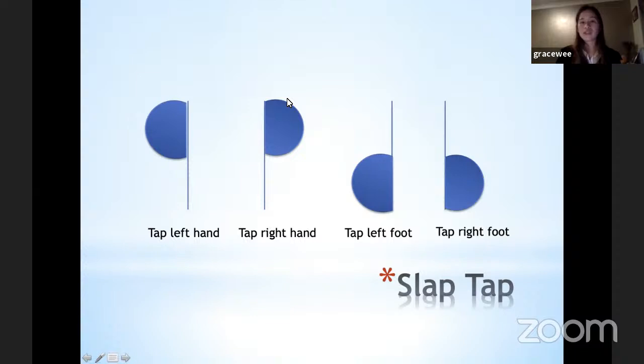Likewise, if they see it on the right side, they've got to tap the right arm. If they see the curve on the bottom towards the left, they tap their left foot. And the same thing, if the curve is towards the right side, they tap the right foot. So it's a bit like a dancing body rhythmic movement game, which kids actually find fun.